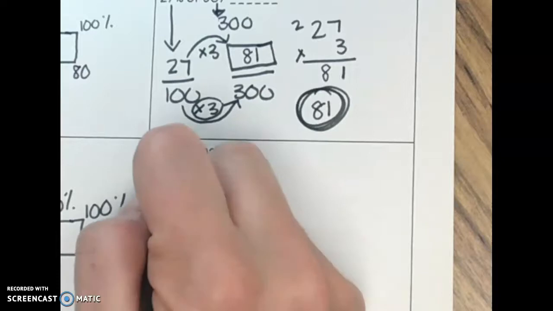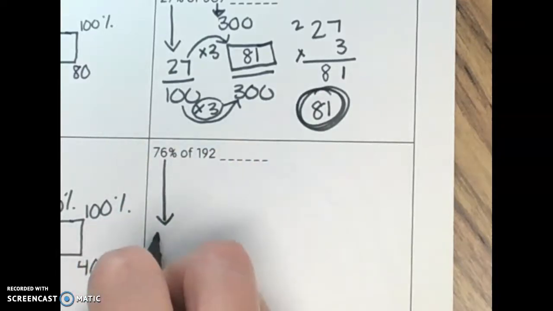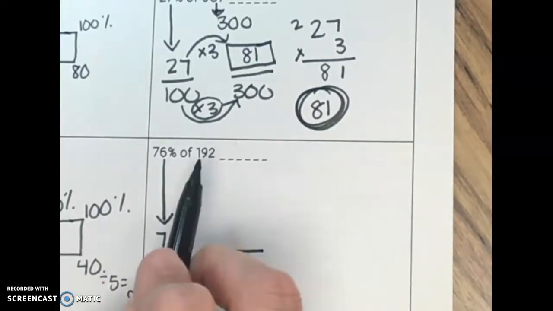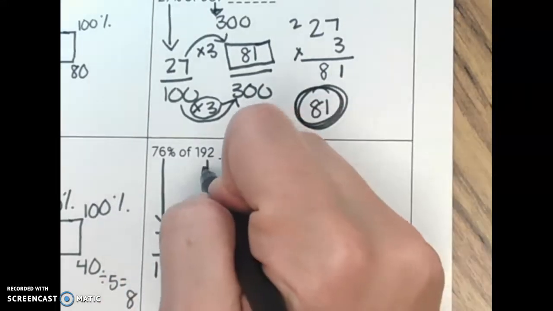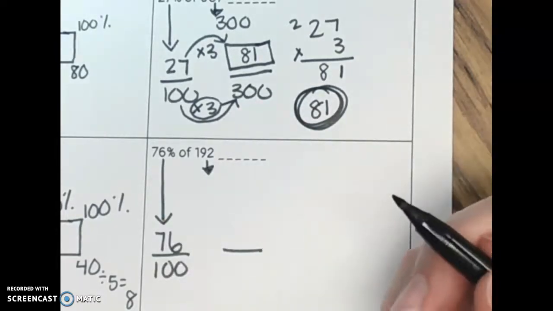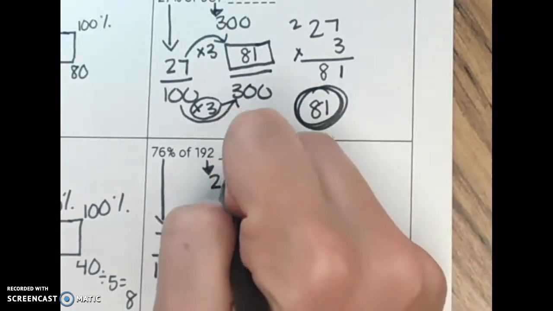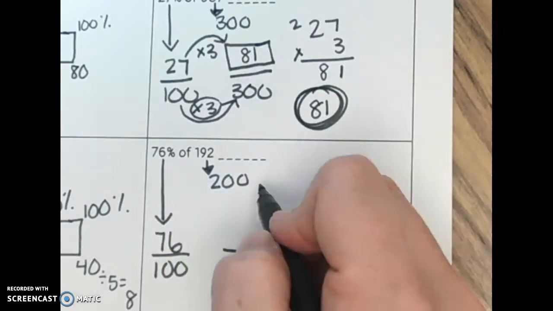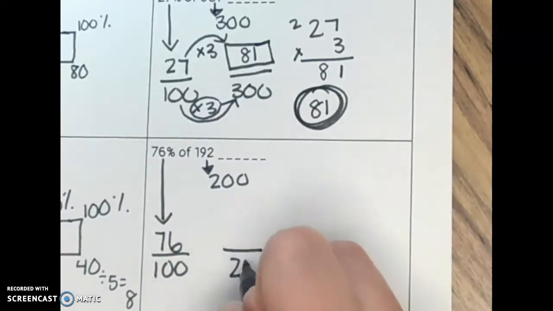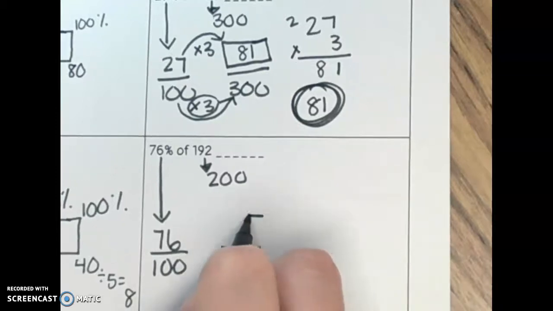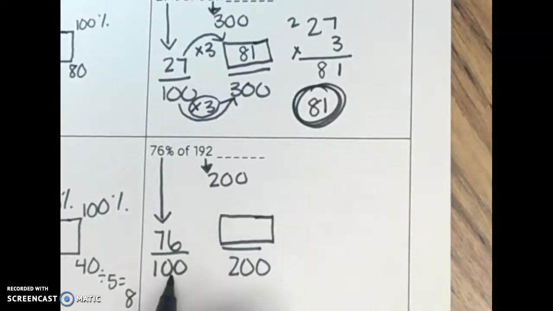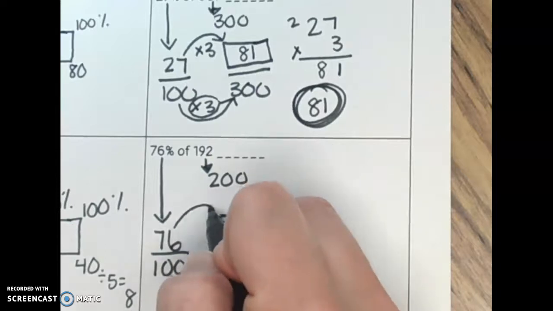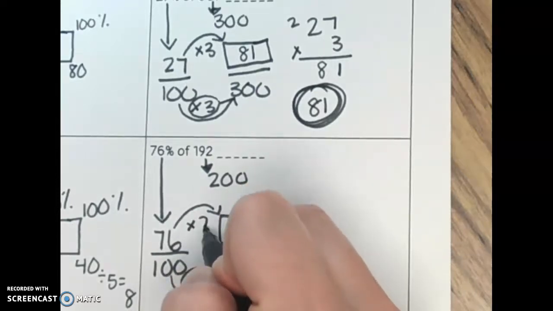This next one, remember 76%, we're going to write as a fraction. Percents are out of 100, so 76 over 100. 192, we have to figure out, is that closest to 100 or 200? And it's closest to 200, so we're going to write 200. Now that 200 is going to go right down on the bottom. We need to figure out this right here. So 100 times 2 is 200. Whatever we do here, we have to do the same thing up here. So 76 times 2.